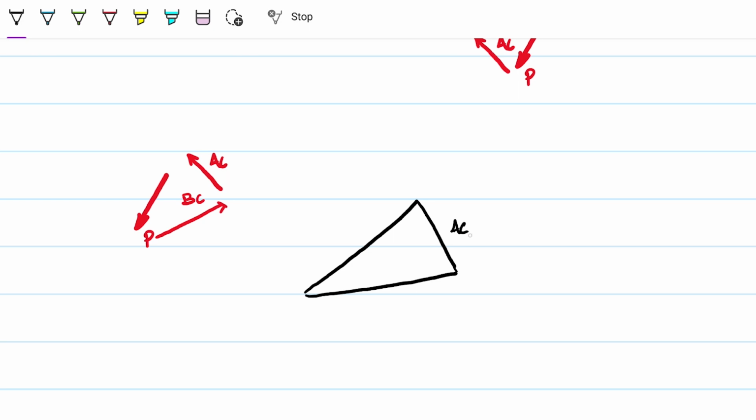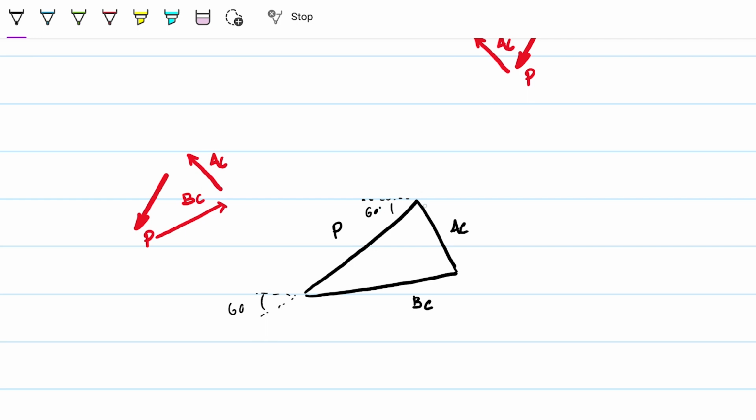Okay, so this is my AC, this is my BC, and this is my P over here. What do we know about these? Well, we know that this guy here is 60. So therefore, this is also 60.